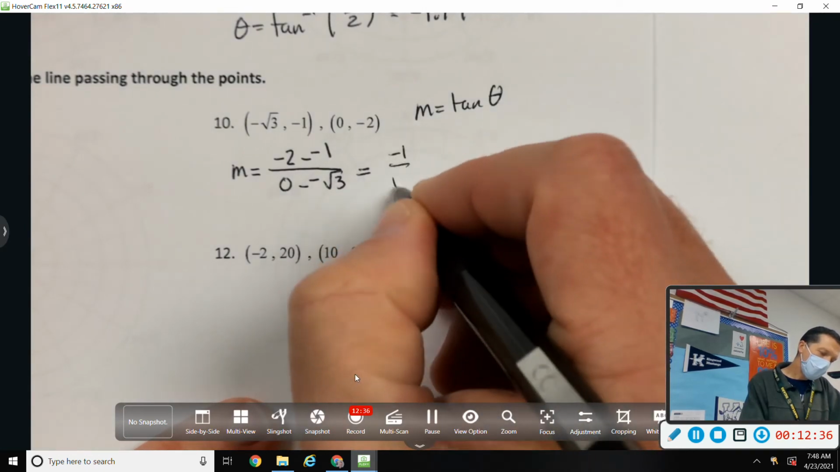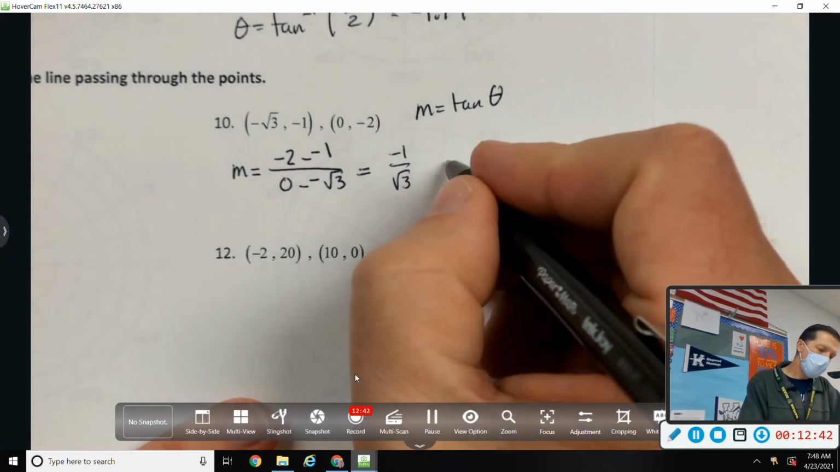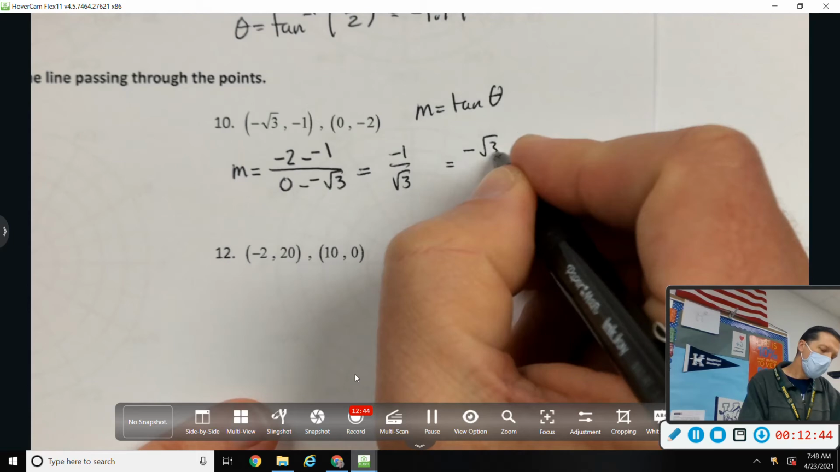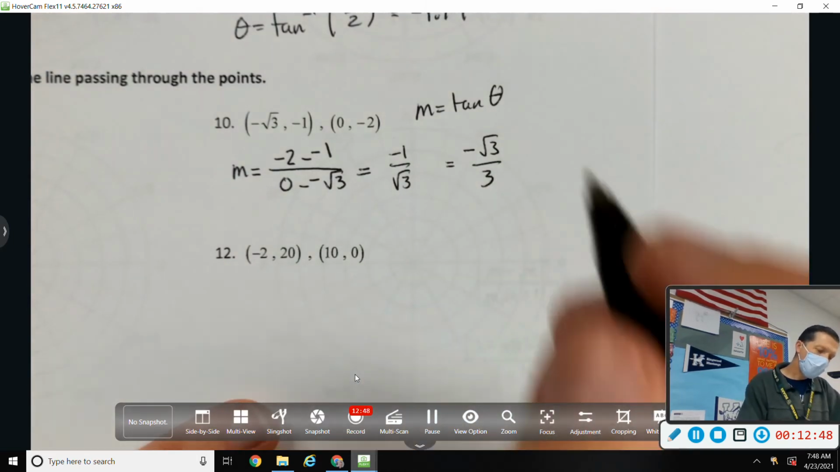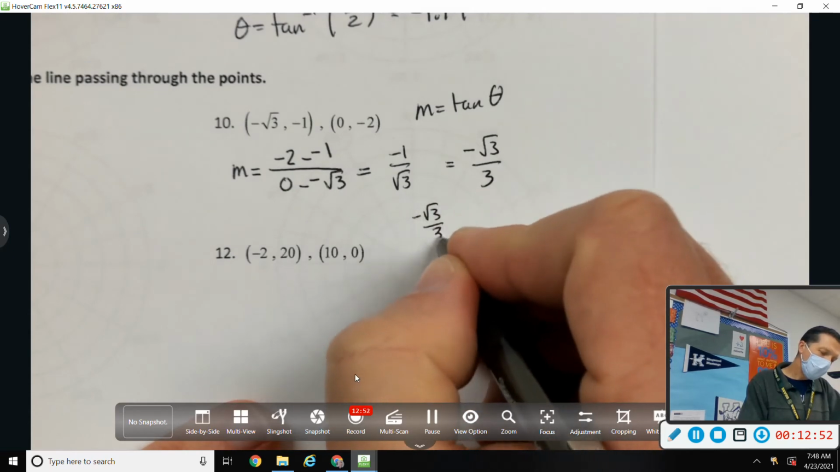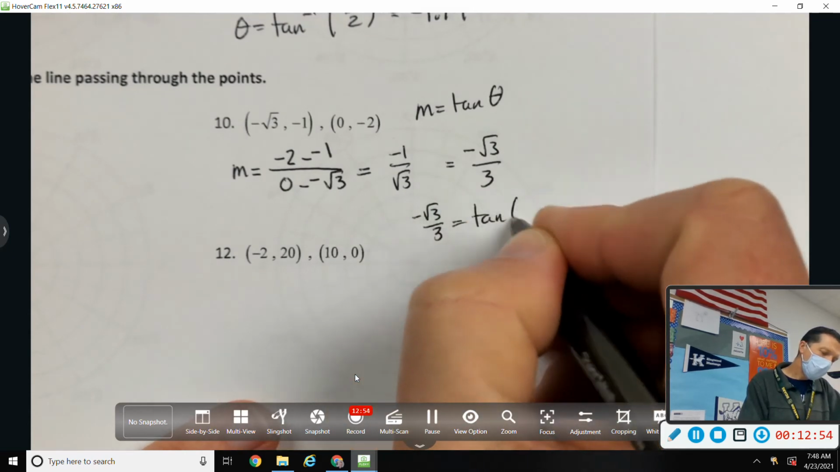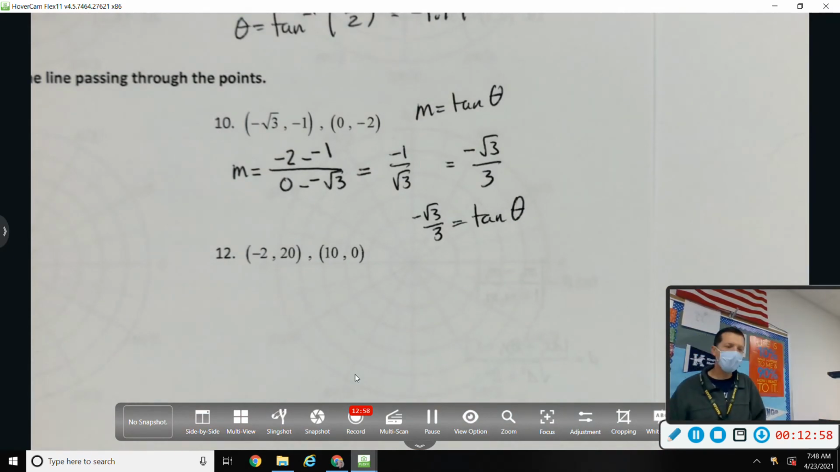Okay, we got it, guys. Yep, so it's radical 3 over 3. So it is radical 3 over 3 negative, with the negative on there. So that's what the slope is equal to. So what angle has a tangent of root 3 over 3?